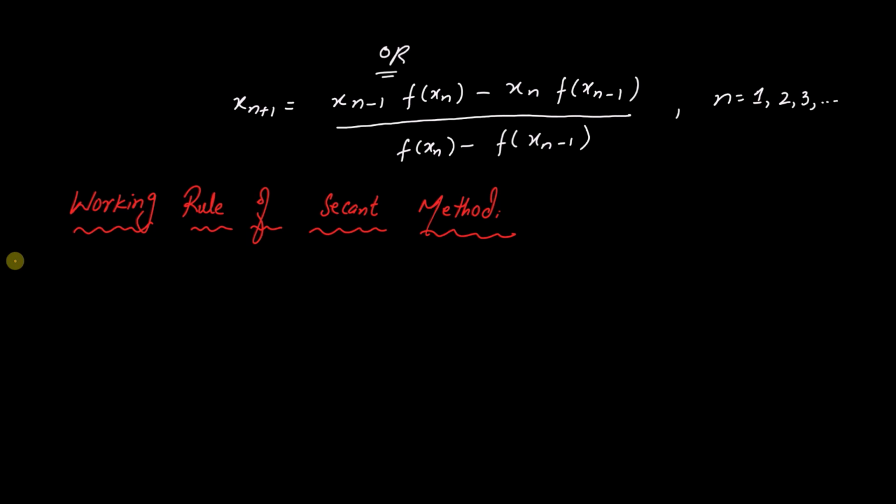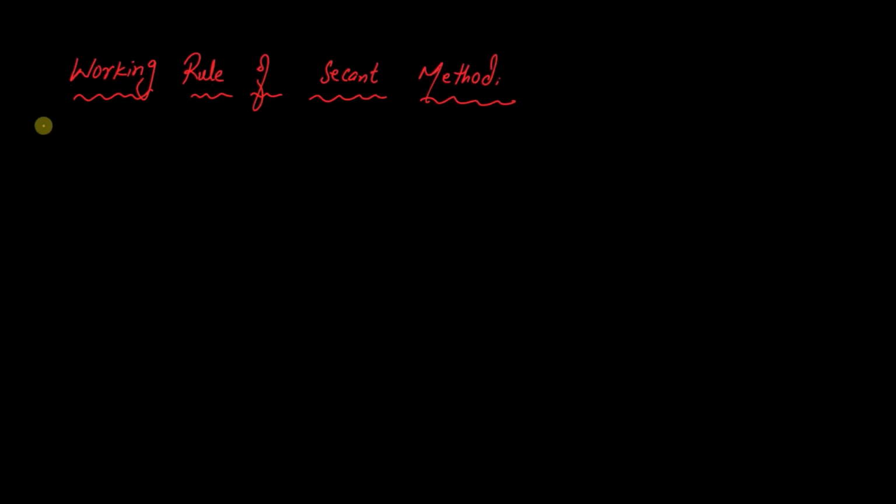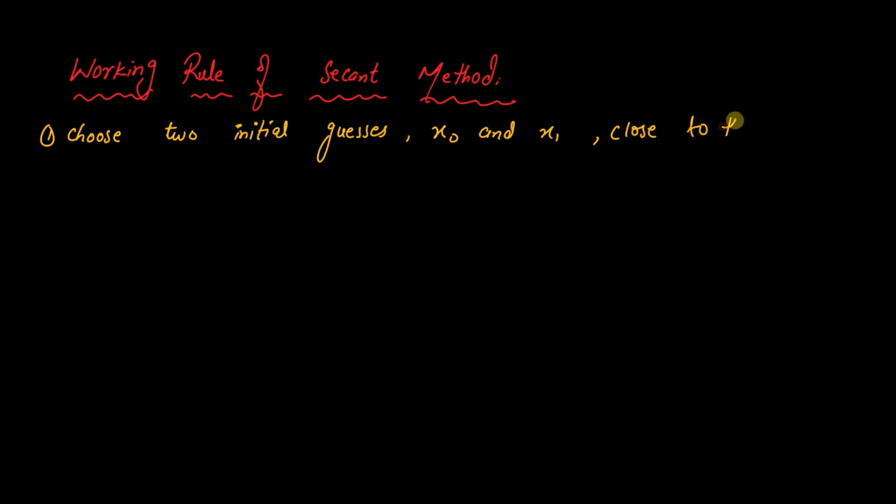Let's now break this into a working rule, or an algorithm. Step 1: we need to choose two initial guesses. Let's suppose the first initial guess is x0 and the second one is x1, and they are close to our root. Second step is to compute f(x0) and f(x1).